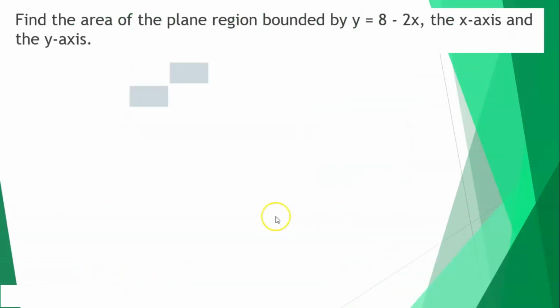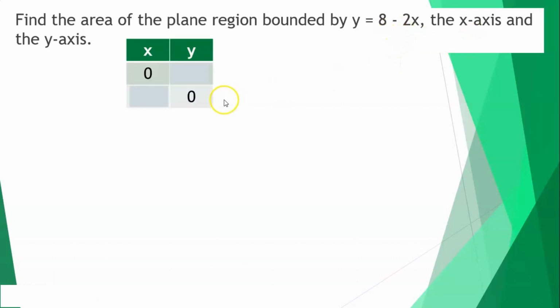Okay, let's have an example. Find the area of the plane region bounded by y is equal to 8 minus 2x, the x-axis and the y-axis. So with this, we need to sketch first 8 minus 2x. So doing this, we have here, if our x is 0, so substitute, this would become 8. And if our y is 0, so our x here would become 4.